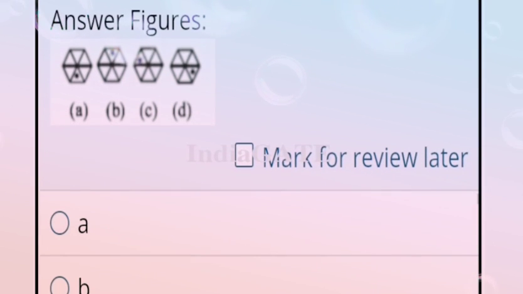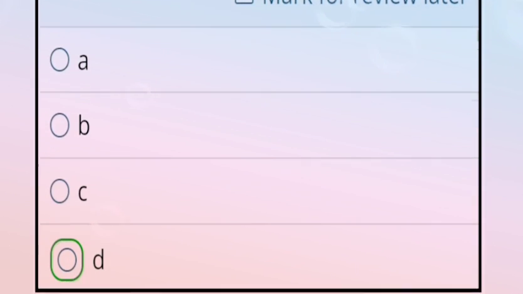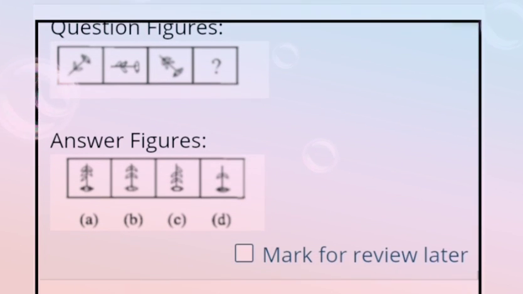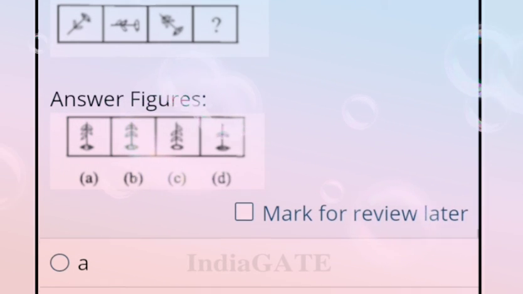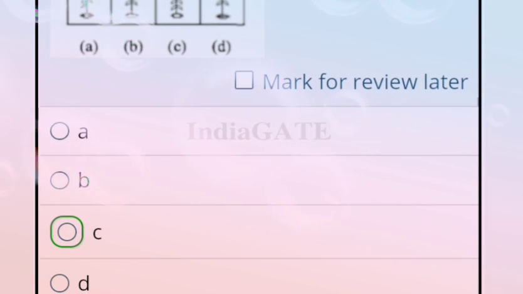Now the next question is also based on the above type of question. We are just solving the direction of the dot in the given hexagon. Okay, now the correct answer for this figure is option D. Next question. Based on the given question figures, the answer figures are also below. So the correct answer figure for this question is option C. So option C is correct.